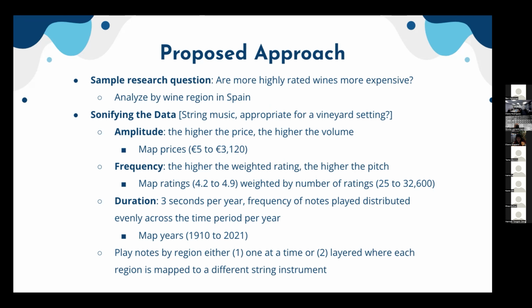I thought the frequency of notes played could be distributed evenly across the time period, so if there were more wines in a specific year, it would play a lot faster than in years that are more spaced out. You can play the regions one at a time, or layer them over each other with different string instruments. That's what I wanted to do from the music side.